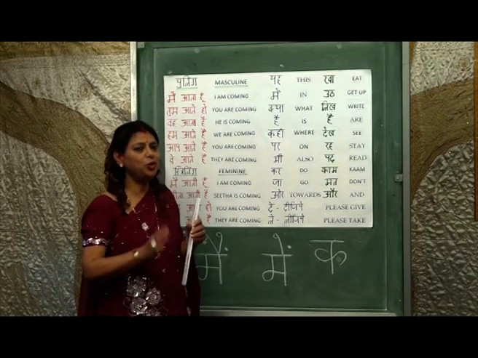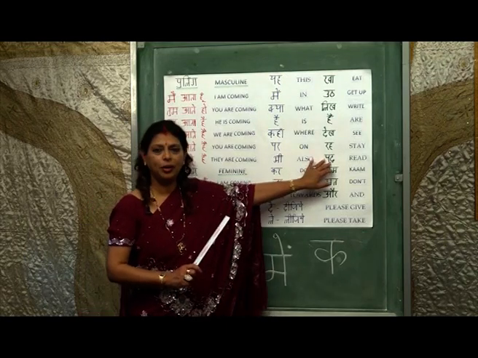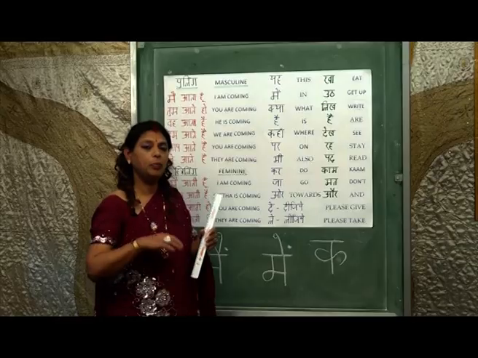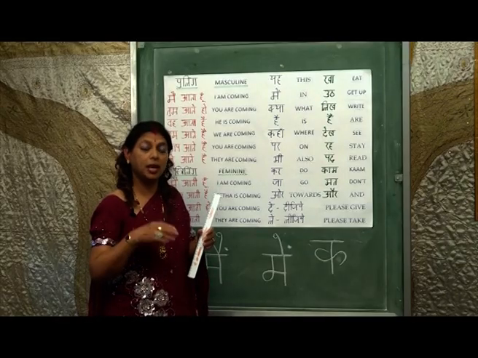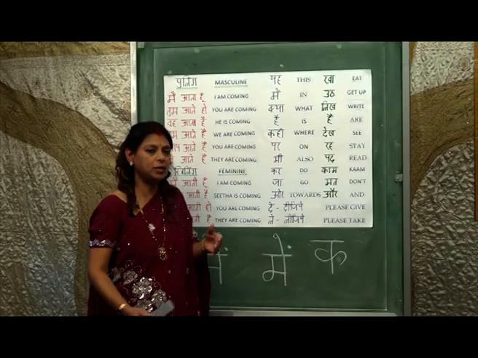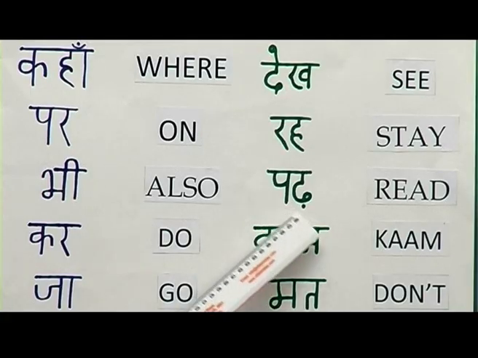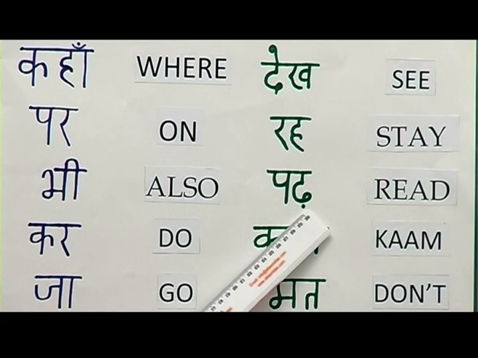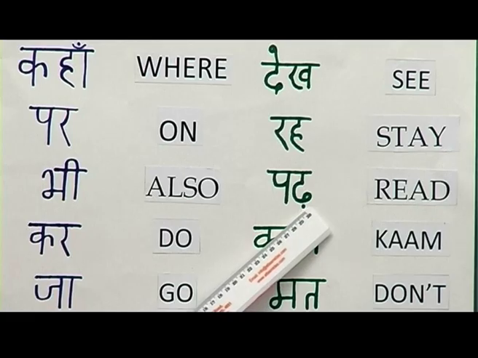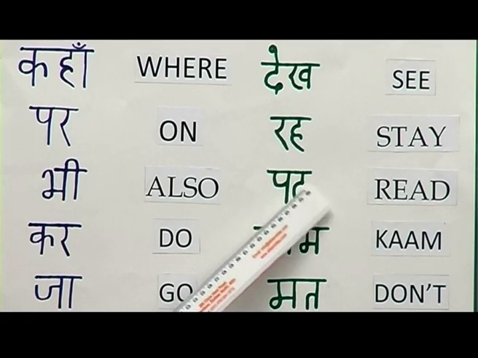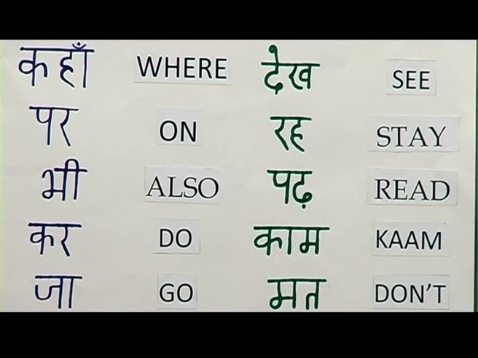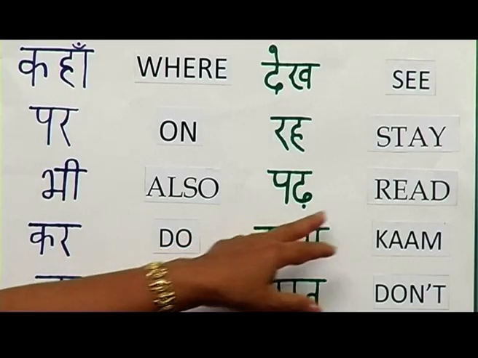Right? Now you don't see an r there, but you are hearing me saying pad. There is an r sound. So where is it coming from? This dot signifies the r. So p, dh with a dot makes pad, and that means read.